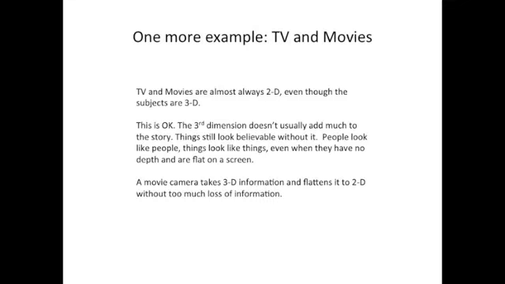This is why, when we cough up the extra $3 or $4 to watch a movie in 3D, we're usually disappointed. Anyways, people look like people, things look like things, even when they have no depth and are flattened on a screen. Basically, a movie camera takes 3D information and flattens it to 2D without too much loss of information.